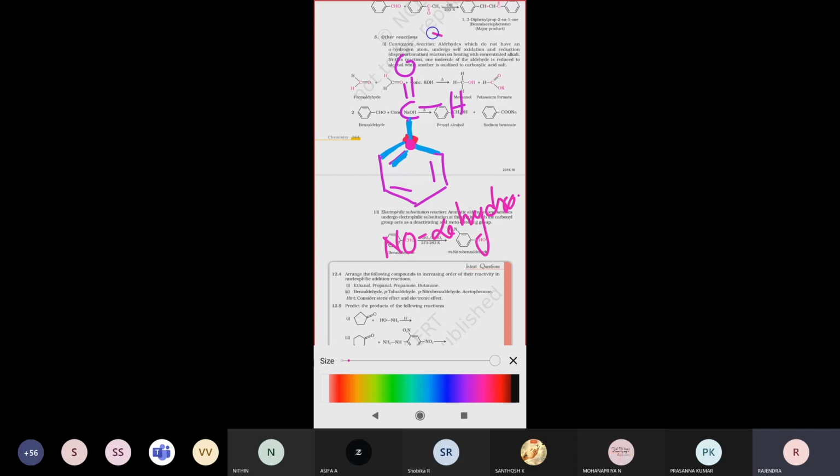That's why we are discussing this Cannizzaro reaction. Which compounds will undergo the Cannizzaro reaction? The compounds should not contain an alpha hydrogen atom. Either aldehyde or ketone must have no alpha hydrogen atom. Only those compounds will participate in this Cannizzaro reaction.